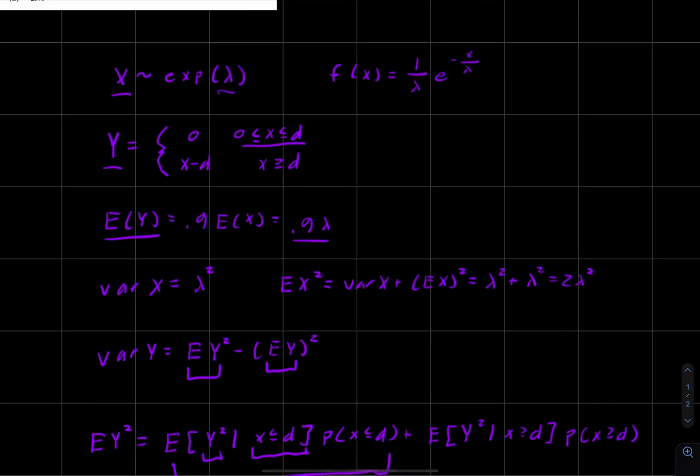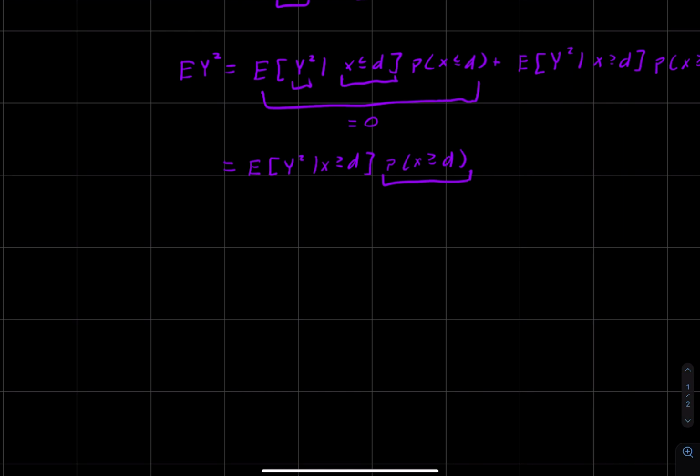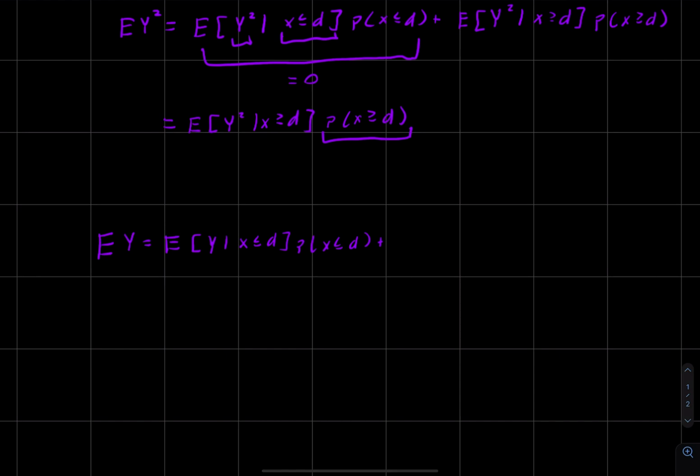What we can do right now is take a look at just this E of Y term, right? Because we know what E of Y is. It's equal to 0.9 lambda. So maybe we can get this guy using the same process. We'll go to E of Y and condition on this. E of Y given X is less than or equal to d, P that X is less than or equal to d, plus E of Y given X is greater than or equal to d, P that X is greater than or equal to d, right?